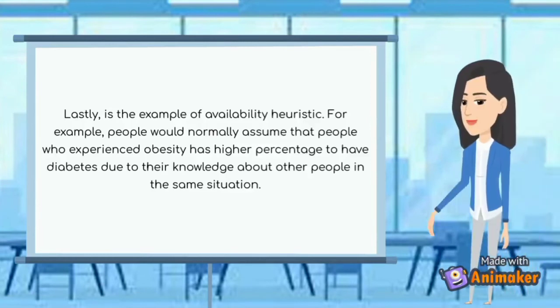Lastly is the example of the availability heuristic. For example, people would normally assume that people who experience obesity have a higher percentage of having diabetes due to their knowledge about other people in the same situation.